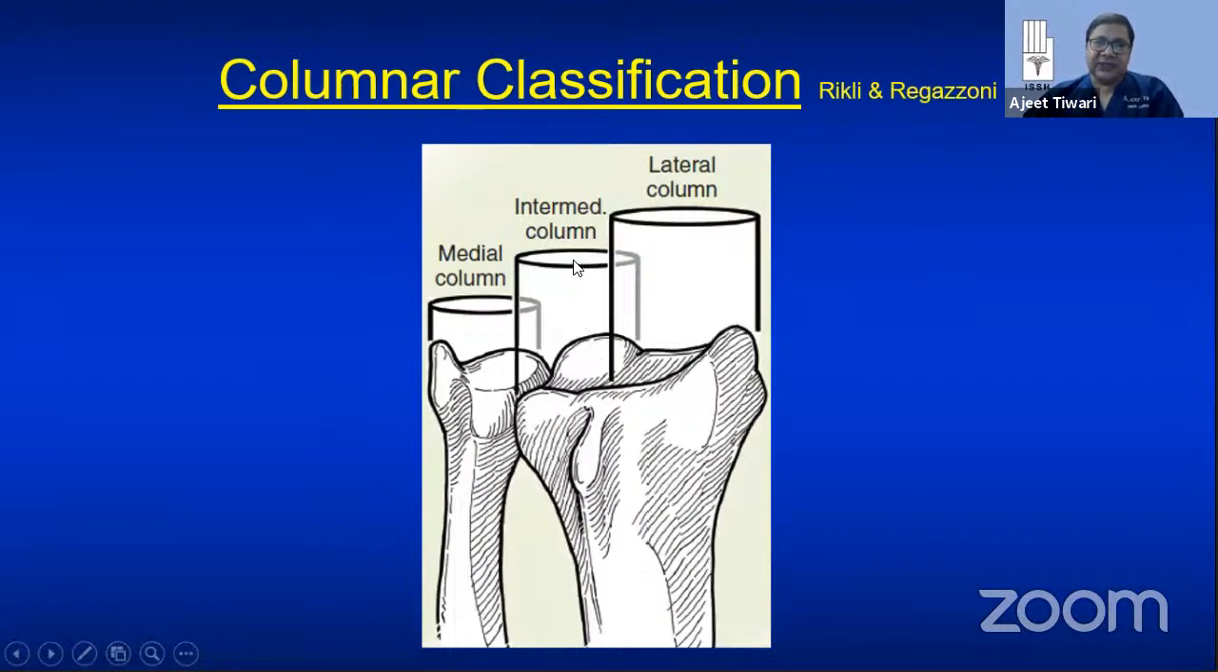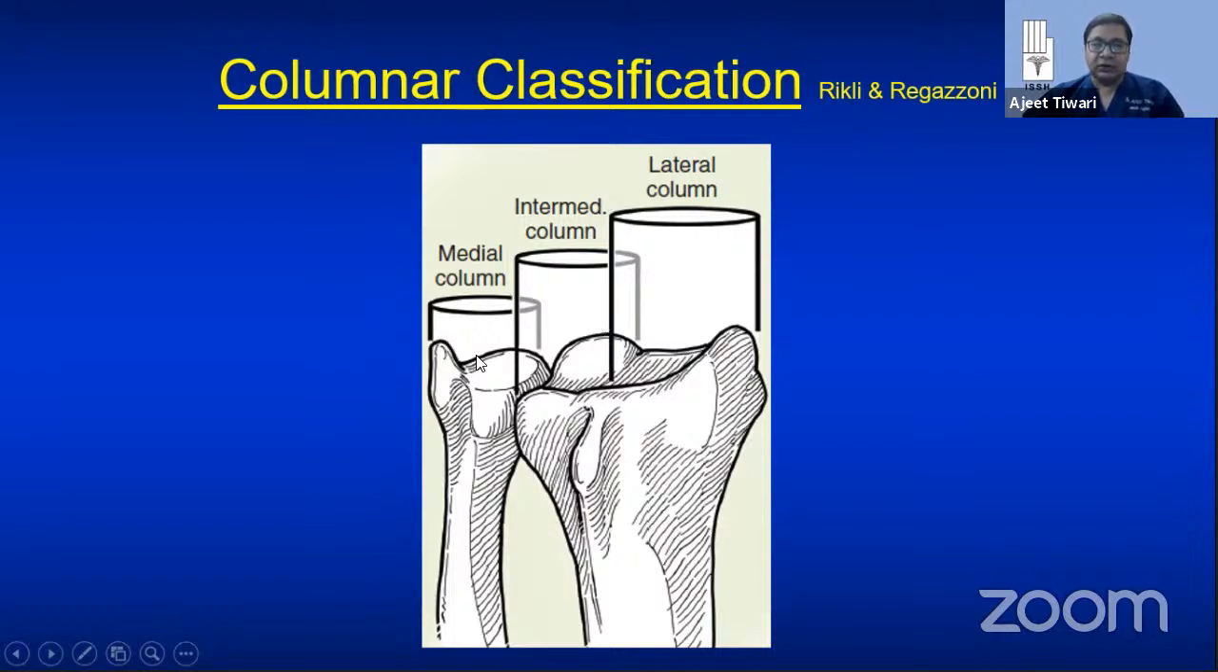Next is the intermediate column. The intermediate column is basically the load-bearing column where the lunate facet is. On the lunate facet, the volar side has the volar lunate fragment and the dorsal side has the dorsal lunate fragment. This part of the distal end radius is very important because this intermediate column is load-bearing. And another important thing is that there may be a fracture of the sigmoid notch, and that can cause distal radioulnar joint problems. So addressing the intermediate column is very important.